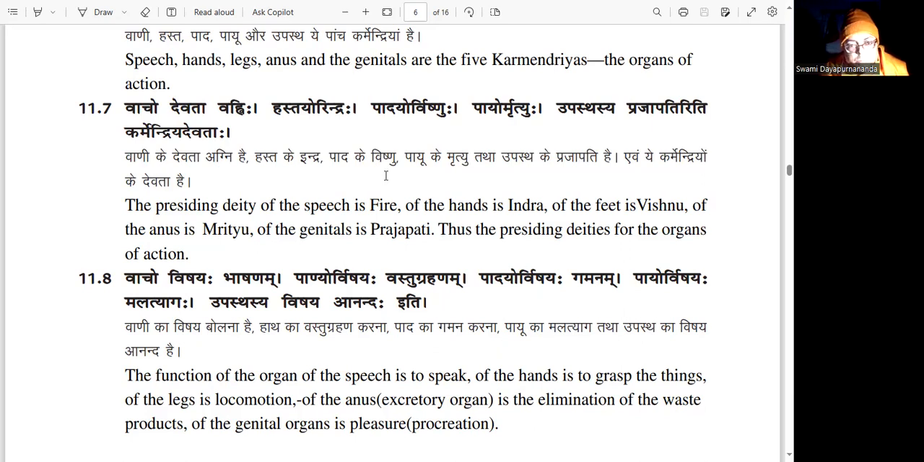Now, Panyah Vishaya Vastu Grahanam. So for the Pani, the hands, the Vishaya is grasping things. That means the function of the organ of the hand is to grasp things. We understand that very well, that through the hand we take up things, and we know that for humans the hand is still more important.